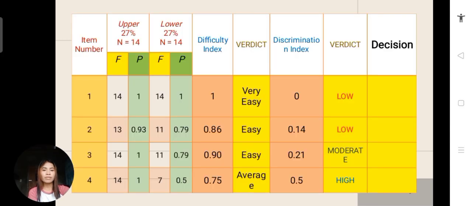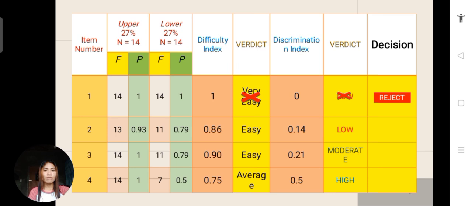Now we have the table based on our examples of the 50 scores that we solved in the previous slides. And now we have the values of the difficulty index and the discrimination index with the verdict. What we need to do here is to decide whether an item is to keep, revise, or reject. So in item 1, we have a difficulty index of 1 and a verdict of very easy, and in the discrimination index, we have a 0 which is low. Therefore, our decision would be to reject item 1.